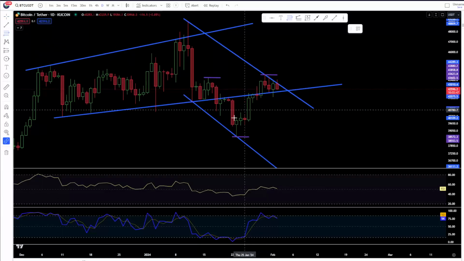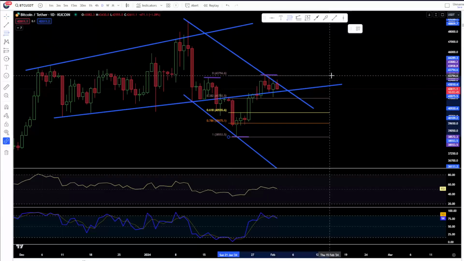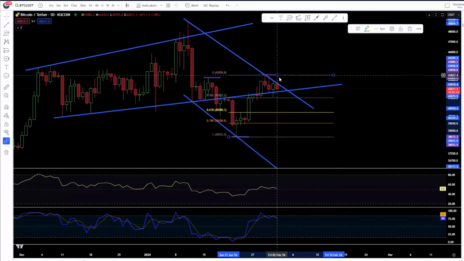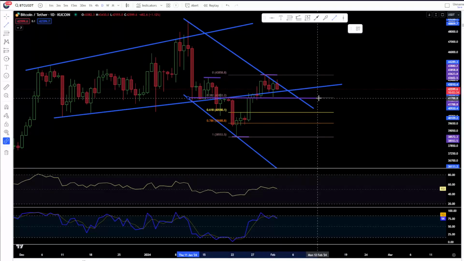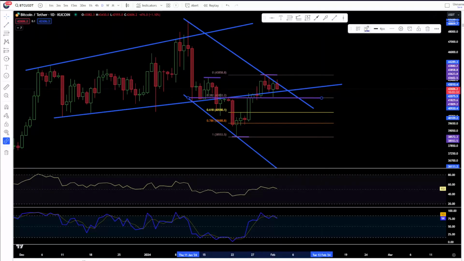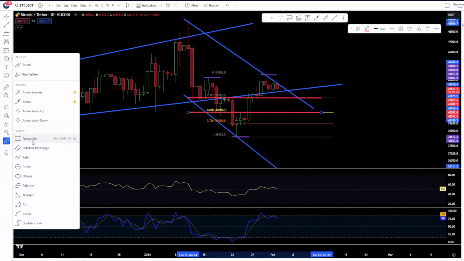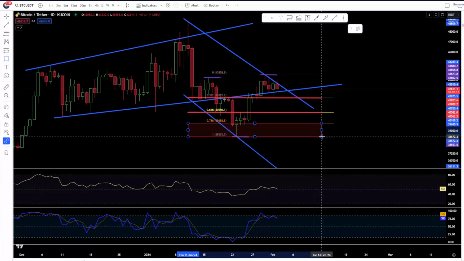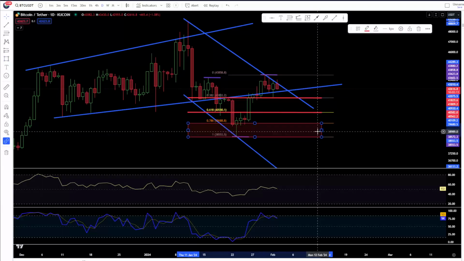In such a situation, we will unfold the fib retracement tool to check in which places we can expect possible support. And here we see support at the level of $41,829. Then we have support at the level of $40,582. And then again we should keep in mind the zone from $39,680 to $38,553.